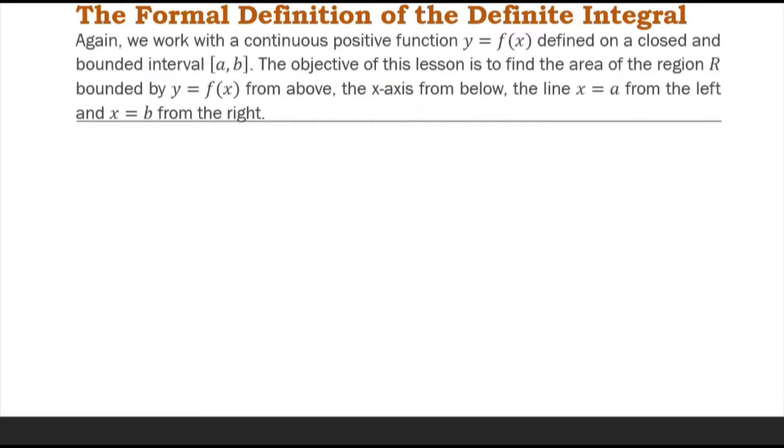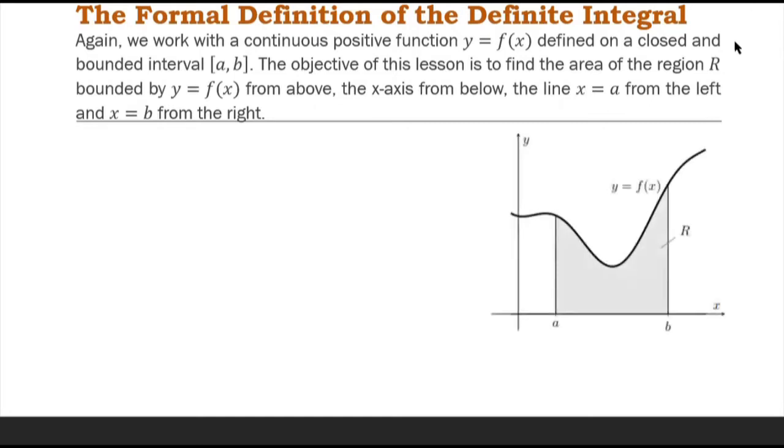Again, we work with the continuous positive function y equals f of x defined on a closed and bounded interval [a, b]. The objective of this lesson is to find the area of the region R bounded by y equals f of x from above, the x-axis from below, the line x equals a from the left, and x equals b from the right. For example, in this graph, we have a given function y equals f of x. Then the bounded region under the curve is what we call the region R.